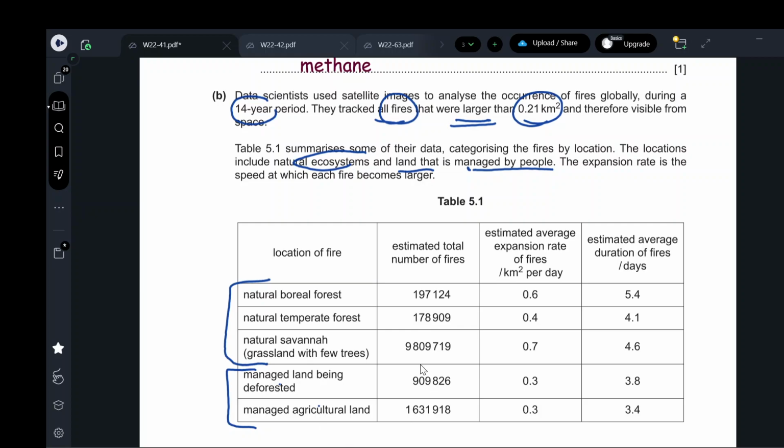This is the total number of fires that happened in each place. Average expansion rate means how much the fire gets bigger on land every day. And this is the estimated duration of the fire. How long did it last? 5.4 days, 4.1 days. Every day it gets bigger by 0.6.